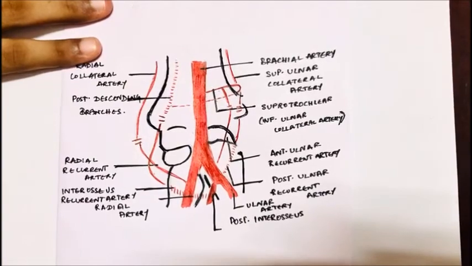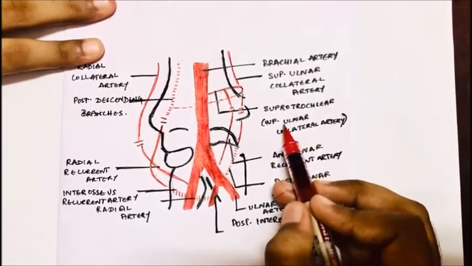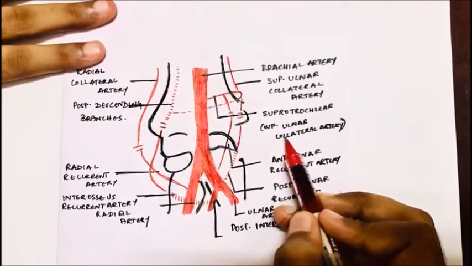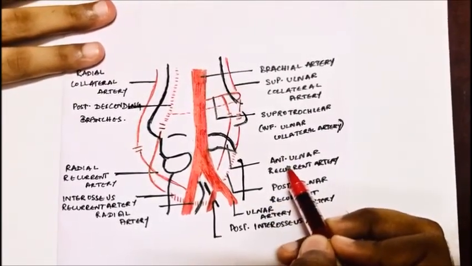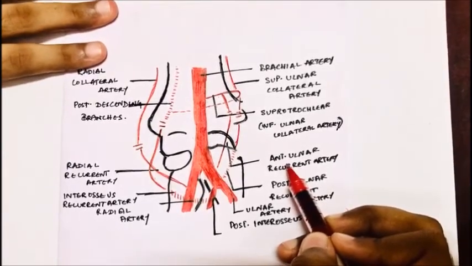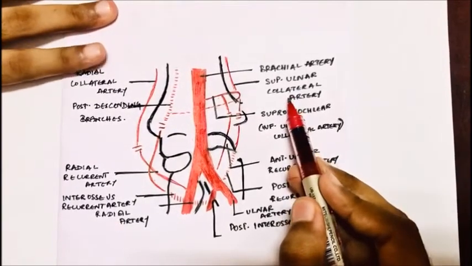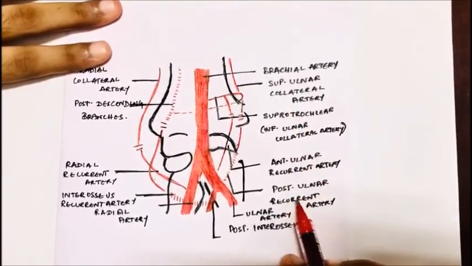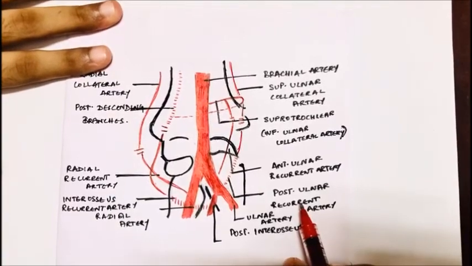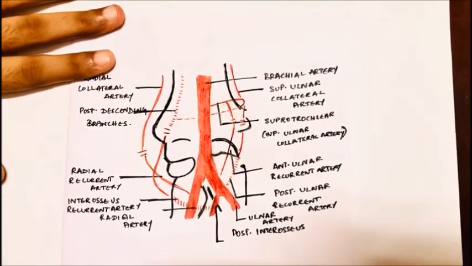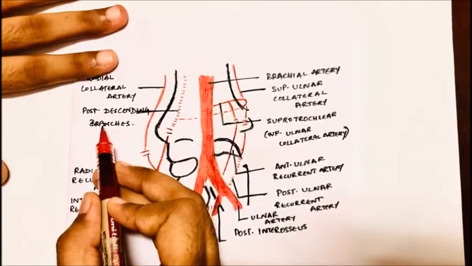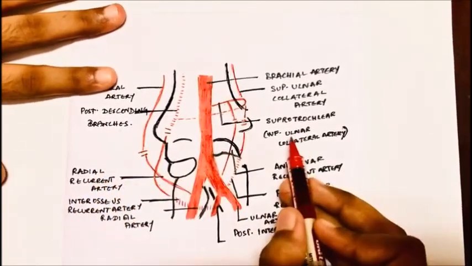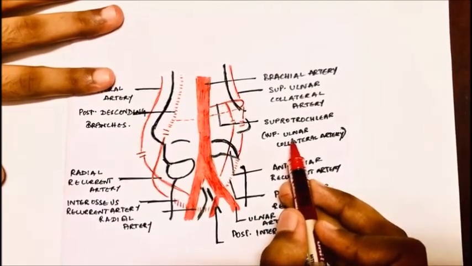In front of the medial epicondyle of the humerus, the inferior ulnar collateral branch of the brachial artery anastomoses with the anterior ulnar recurrent branch of the ulnar artery. Behind the medial epicondyle of the humerus, the superior ulnar collateral branch of the brachial artery anastomoses with the posterior ulnar recurrent branch of the ulnar artery. Just above the olecranon fossa, a branch of the posterior descending branch of the profunda brachii artery anastomoses with the branch of the inferior ulnar collateral artery.